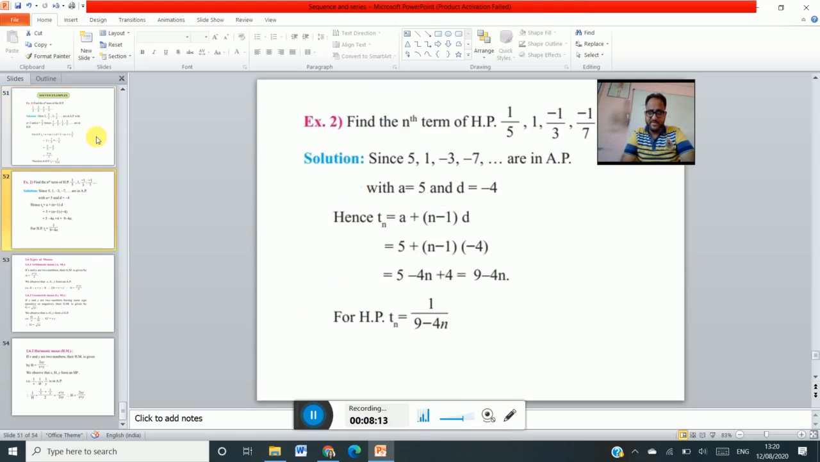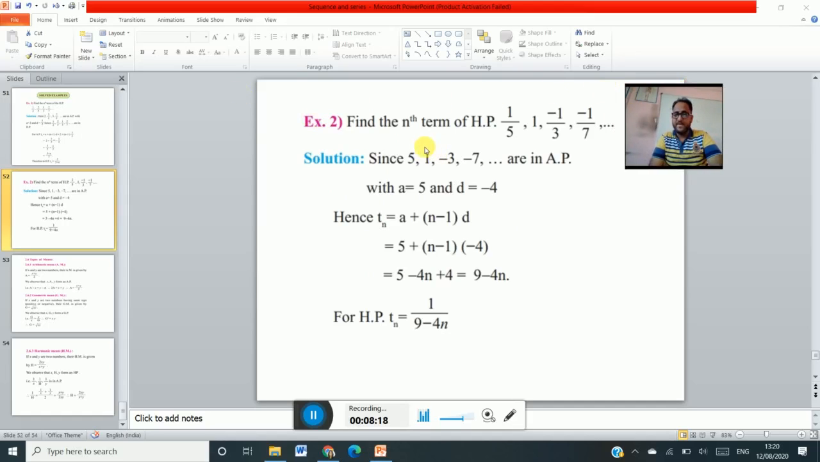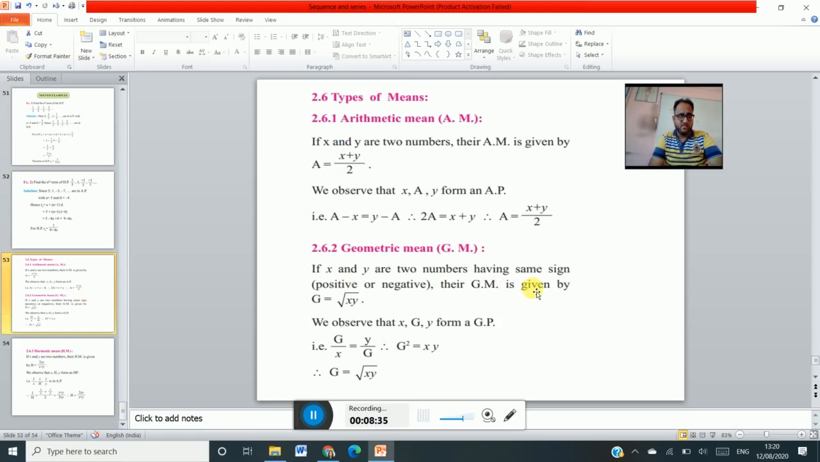Then see the next example: find the nth term of the HP. Again it is the same nth term example. See, convert it into reciprocal form and find the values of a and d. Then find Tn for the AP, and its reciprocal is the Tn in the HP.